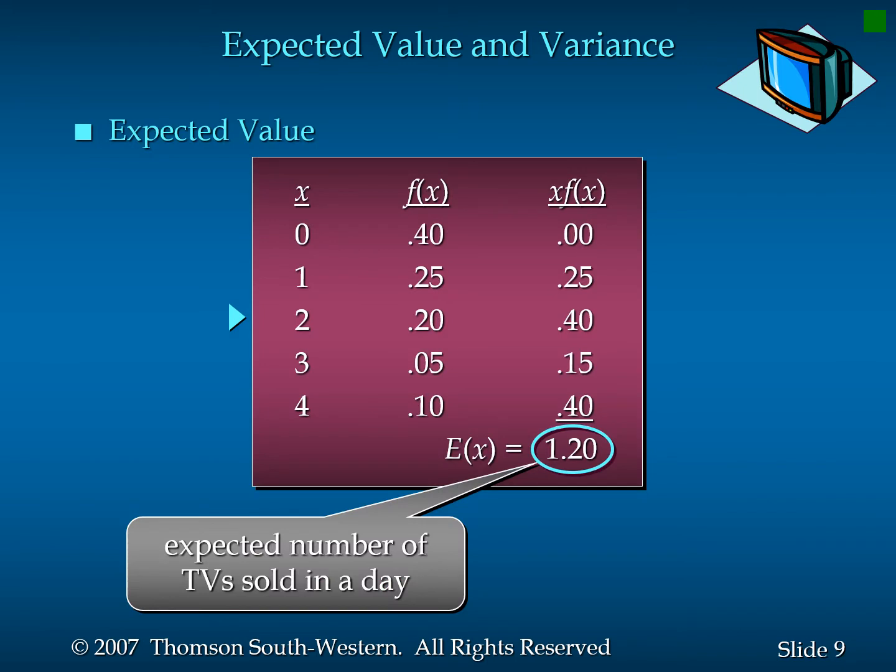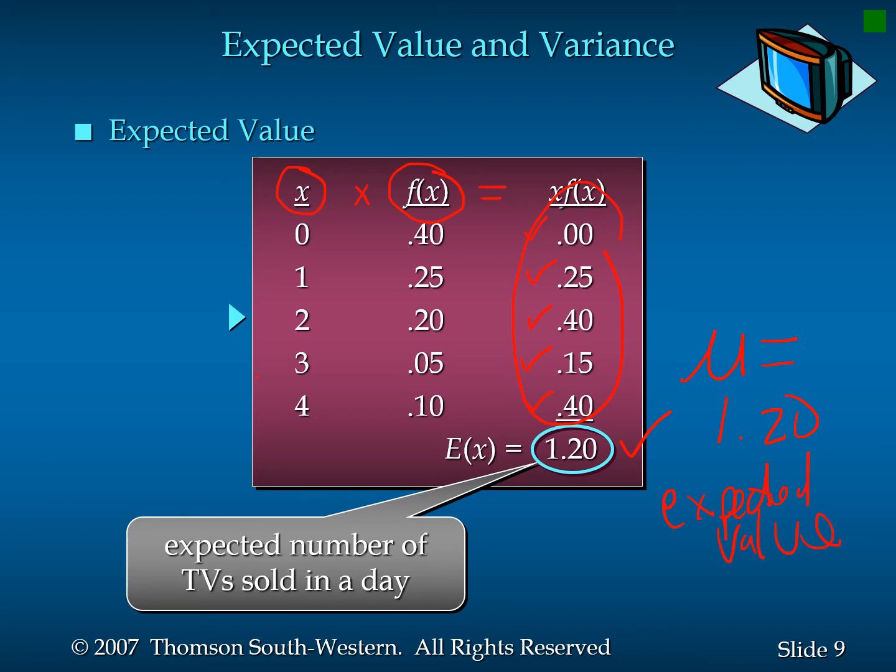So back to the TV example, to calculate an expected value, you simply take x, which is right here, and the probability of x, which is right there, and you just multiply them. Then you get this column, which we describe as x times f of x. So you take 0 times 0.4, you get 0. 1 times 0.25, you get 0.25. 2 times 0.2 gets 0.4. 3 times 0.05 gets 0.15. And then 4 times 0.1 equals 0.4. Once you do that, you add this column together, and you get 1.2. That's going to be our mu value, or our expected value.